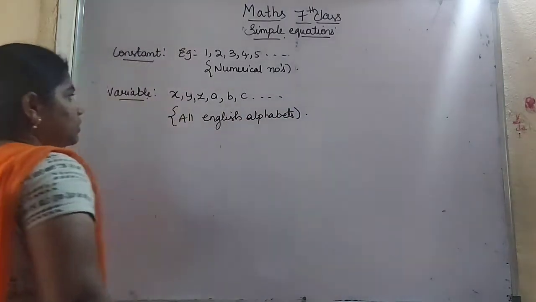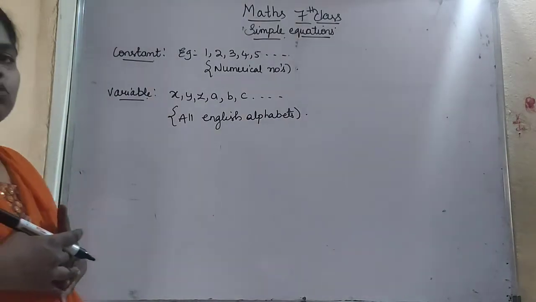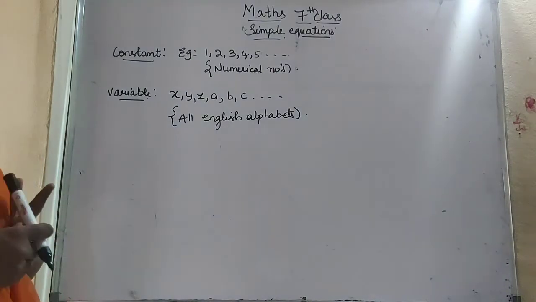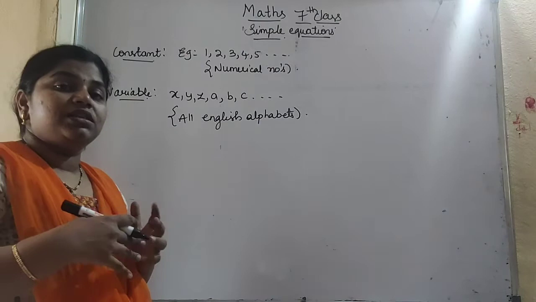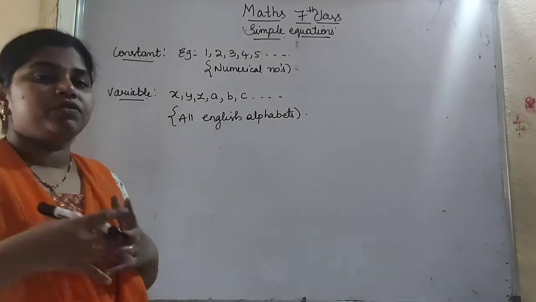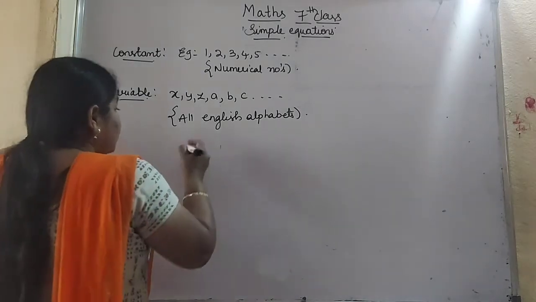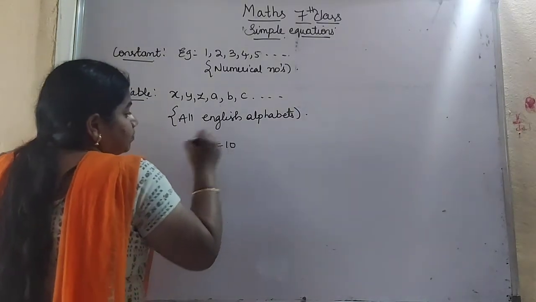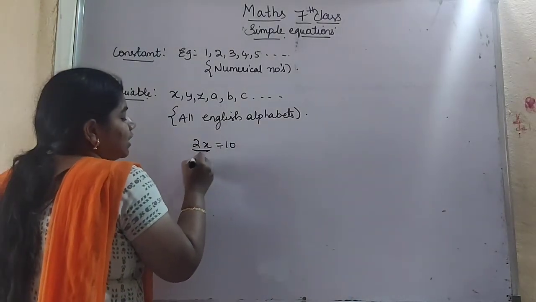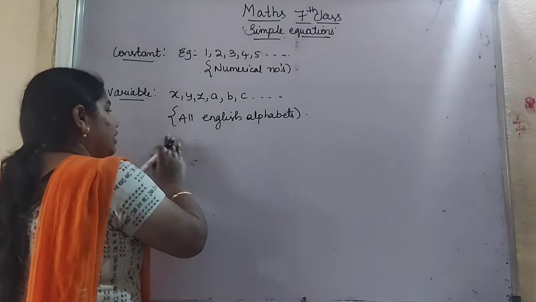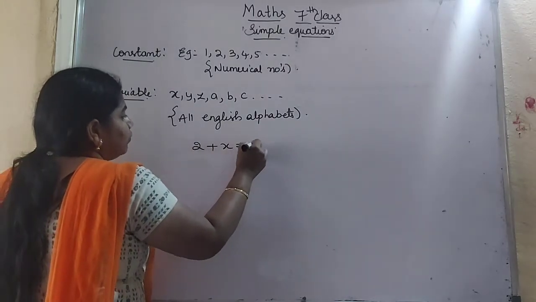All the English alphabets we can call as variables, because in place of X, Y, Z and so on, you can assume a number here. So which you can replace with a number, that type of symbols we will call as variables. Suppose I am taking here 2x is equals to 10. So this 2x is nothing but 2 into x. Or we will take one more example, 2 plus x is equals to 5.